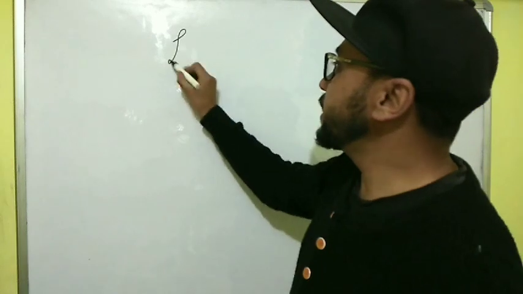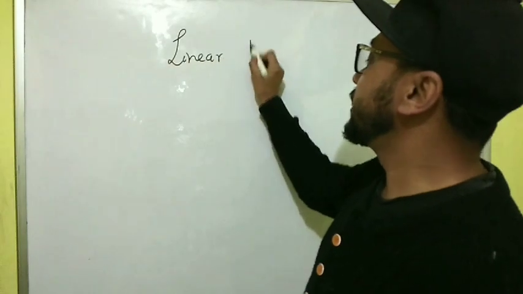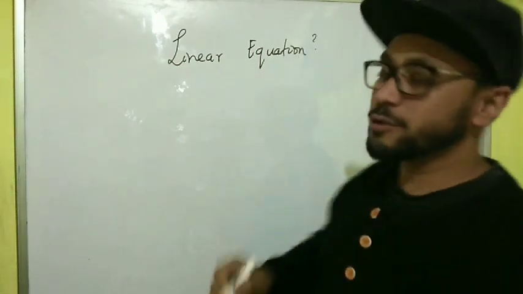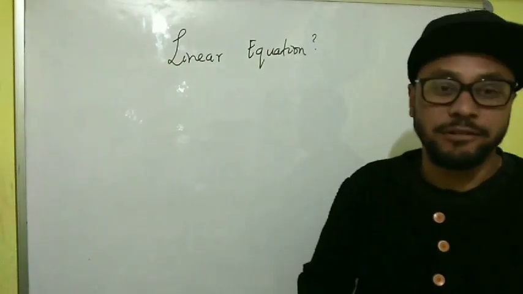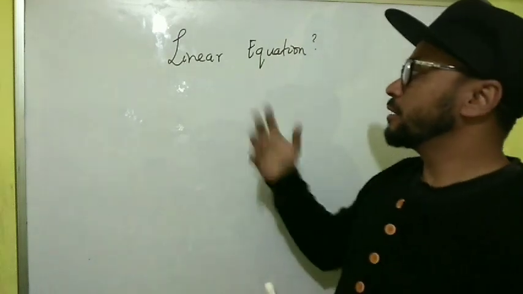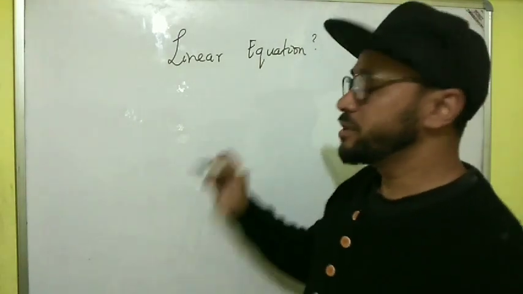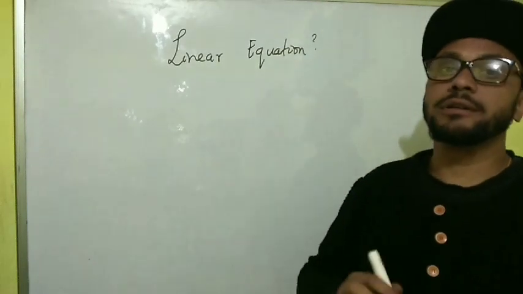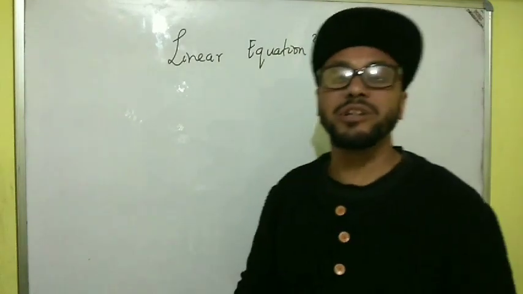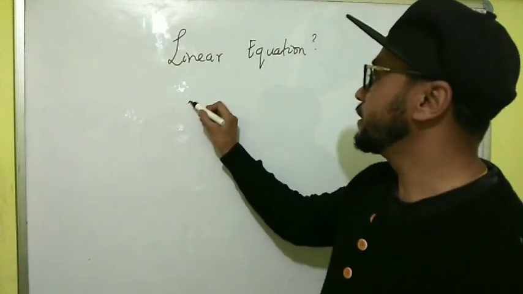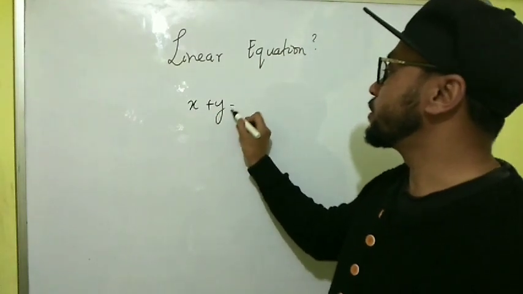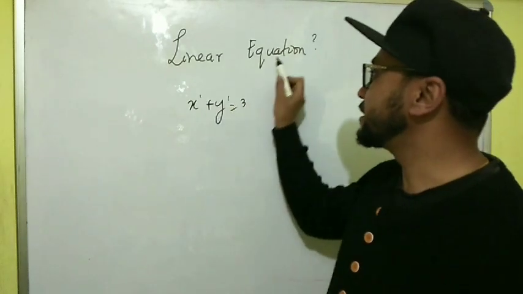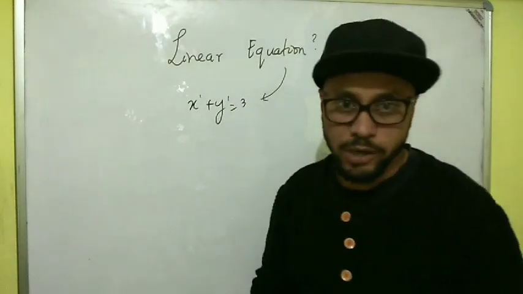Okay, so what is a linear equation? This is what we did in class 7, 8, and in class 9. Any equation in which the power of the variable used is 1 is called a linear equation. For example, if I write x plus y is equal to 3, here x and y are the two variables used and the power here is 1. So this kind of equation is called a linear equation.